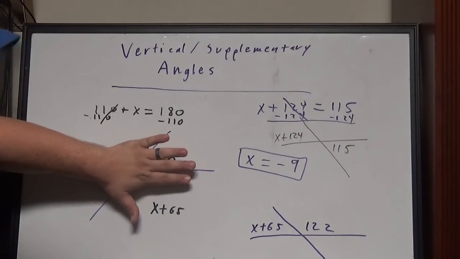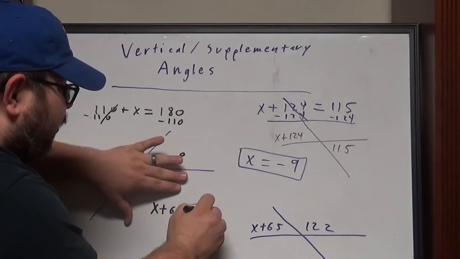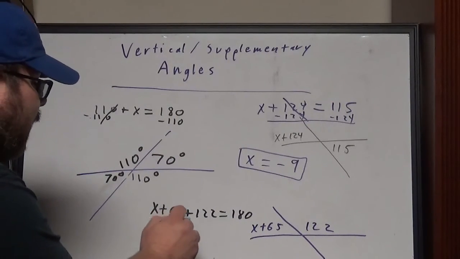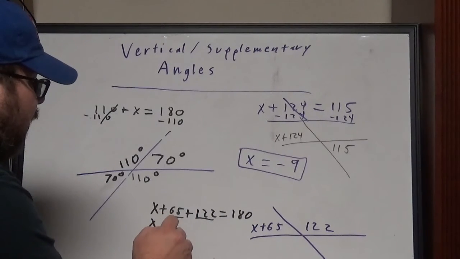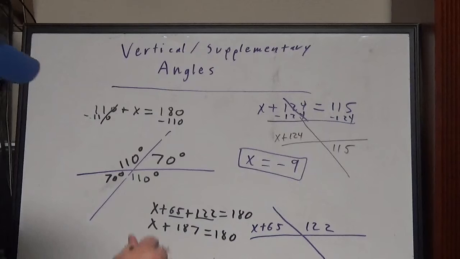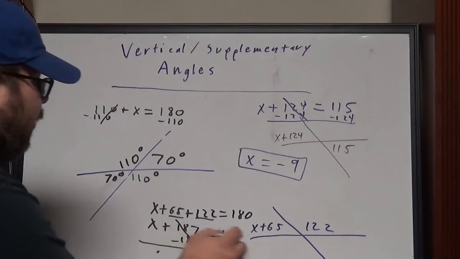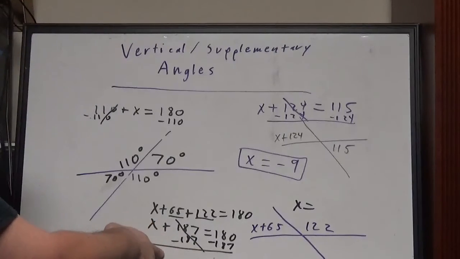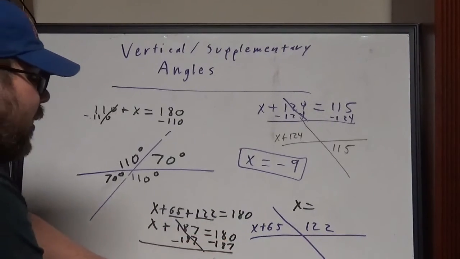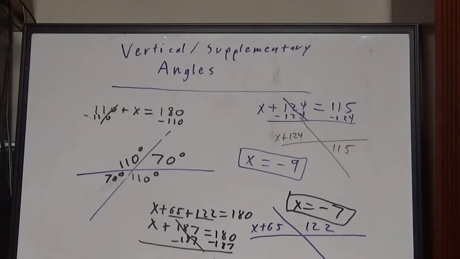So x plus 65. What I'm going to do is say that these two equal 180. So I'm going to say x plus 65 plus 122 equals 180. And now it's a simple equation. I'm going to combine my like terms. So I have x plus 187 equals 180. Now, minus 187 on both sides. And I'll get x equals 180 minus 187, which is negative 7. Seems legit. That's your answer.